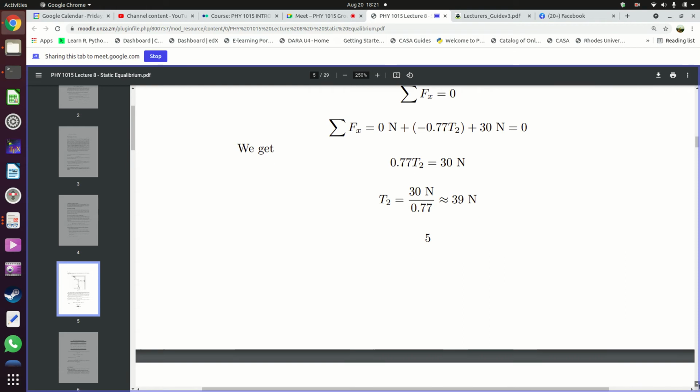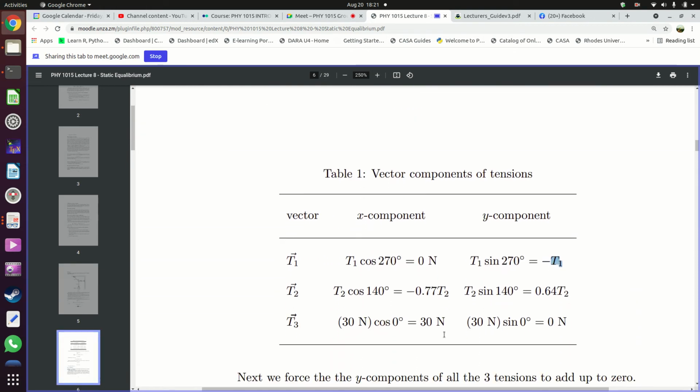So the tension is T2. The x component of this tension is going to be T2 cos 140 degrees. That's going to give us minus 0.77 T2. Then the y component is going to be T2 sin 140 degrees. We're going to end up with 0.64 T2. Are we clear?